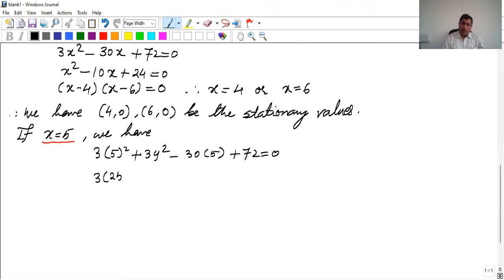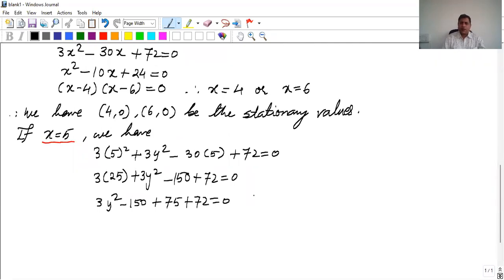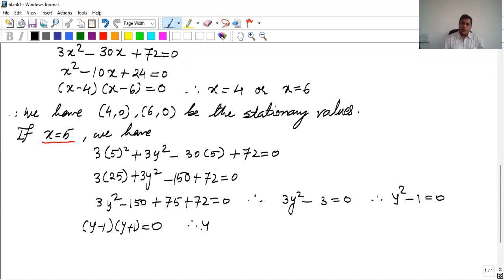Okay, so here I'll be having 3 × 25 + 3y² − 150 + 72 = 0. So what you'll be having here? 3y² − 150 + what you got here? This will be 75 + 72. So 3y² − 3 = 0. So what you got? y² − 1 = 0. So we can have (y − 1)(y + 1). Okay, so y² − 1 is there, no? So we can write y = −1 or 1. Okay, so we got y = −1 or 1.